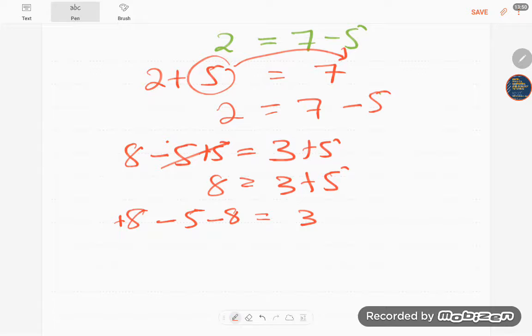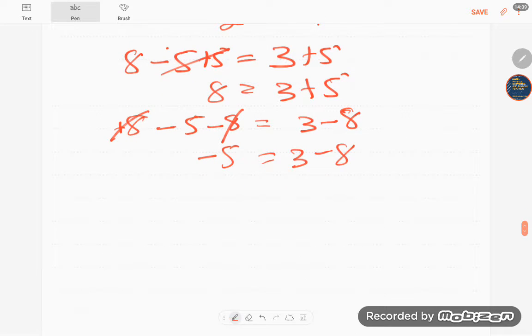So to remove it, I need to use the opposite operation, which is subtracting 8 on both sides, like that. So that'll give me minus 5. So this here cancels. Minus 5 is equal to 3 minus 8, like that. So we more or less use reverse functions to transfer numbers over the equal sign. That would go as well for multiplication.